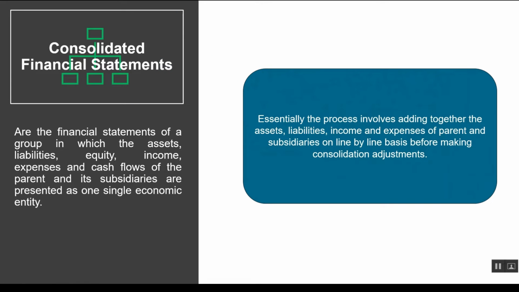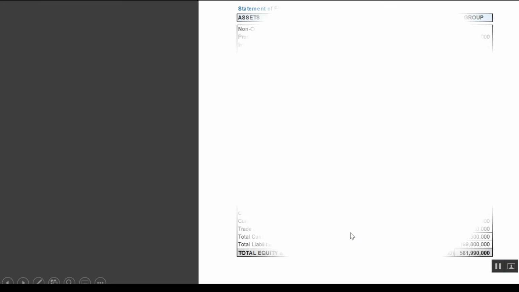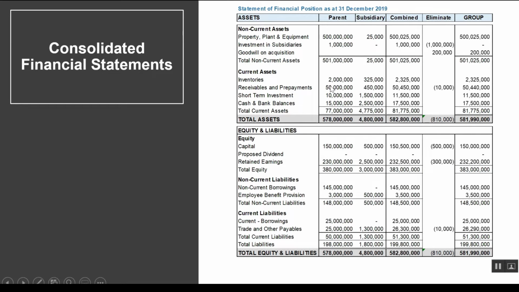So the consolidation process involves adding together the assets, liabilities, income and expenses of parent and subsidiaries on a line by line basis before making consolidation adjustments. So this is what we need to do. We need to take the parent company financials, the assets, liabilities, equities, all the items, and combine them with the subsidiary company assets and liabilities.